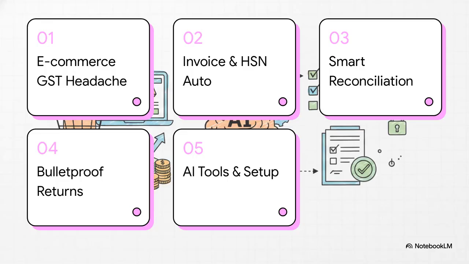Okay, let's dive right into this. Here is our roadmap for today's explainer. We'll start with the e-commerce GST headache. Then we'll move into automating invoices and HSN. Follow that up with smart reconciliation with AI. Touch on bulletproof returns and ITC. And finally, wrap it all up with AI tools and ultimate setup.